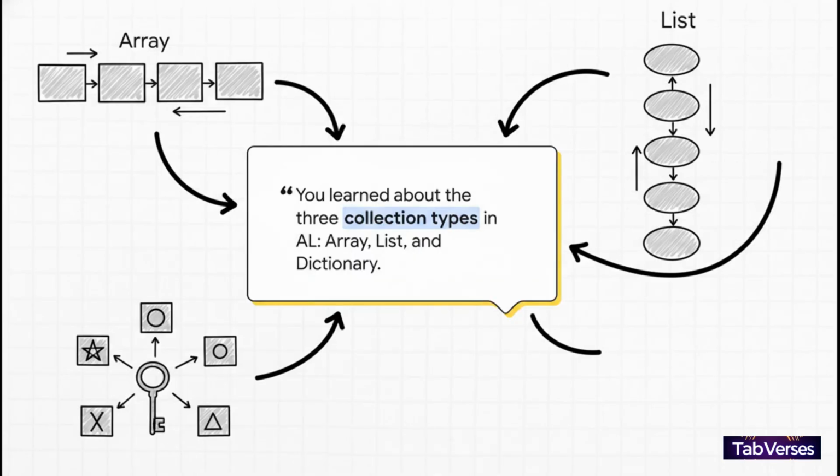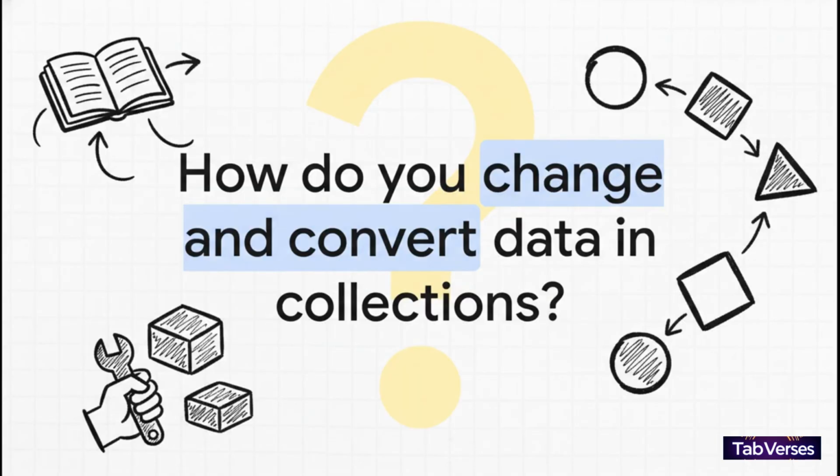So let's bring it all home. You now have a really solid grasp of what AL collections are, and you've got a clear framework for choosing between an array, a list, or a dictionary. Getting comfortable with these is without a doubt a giant leap forward in building really powerful and solid apps in Business Central. But storing data is one thing. The real question is, what do you do with that data once it's in the collection? How do you change it, move it around, and convert it? Well, that's exactly what we're tackling next.